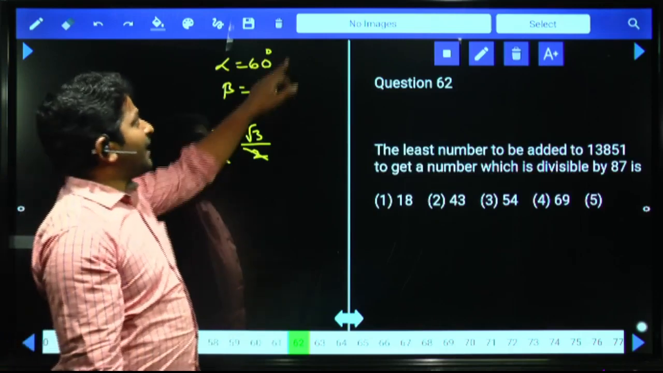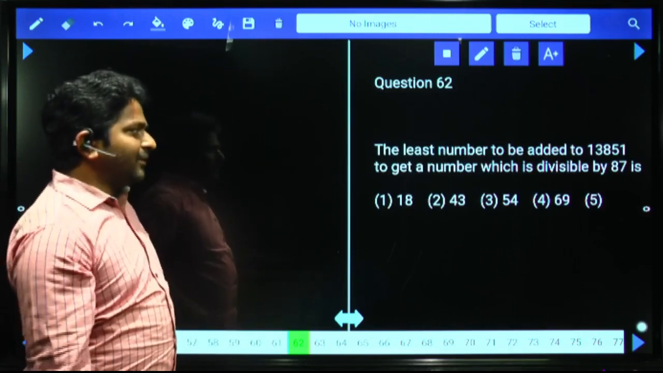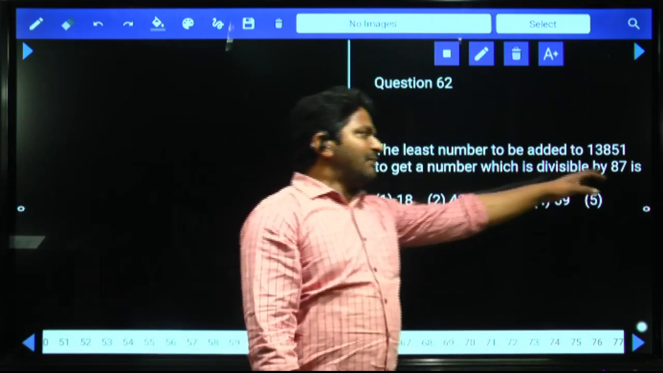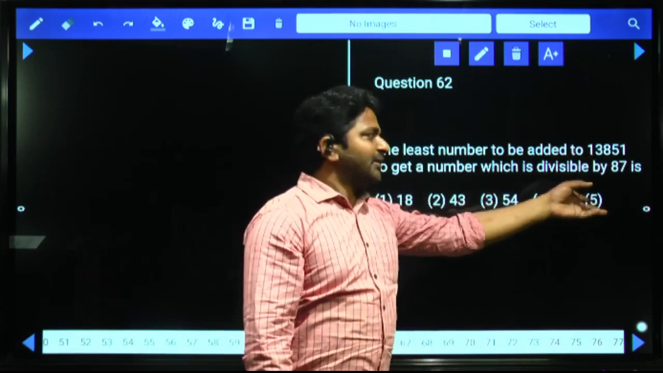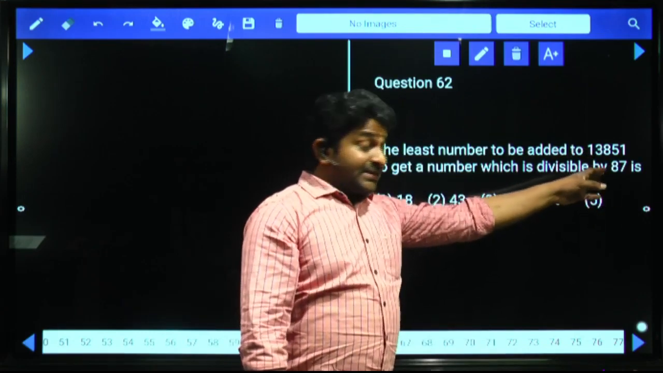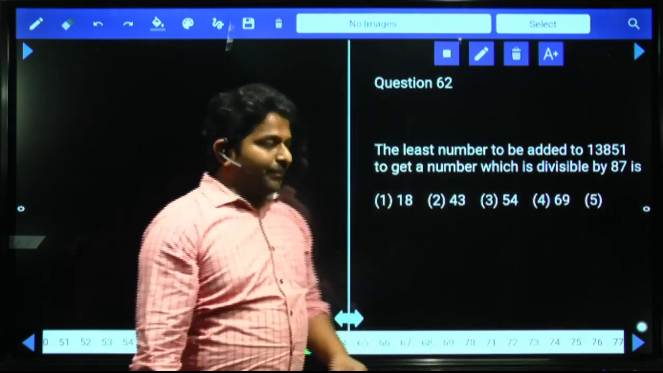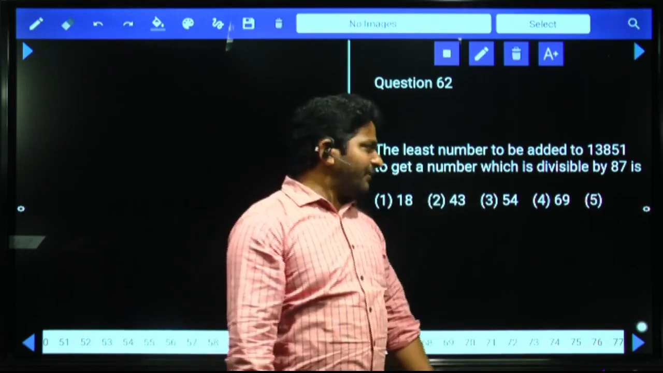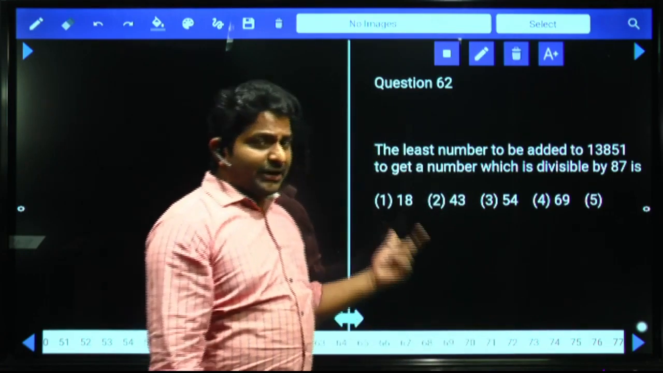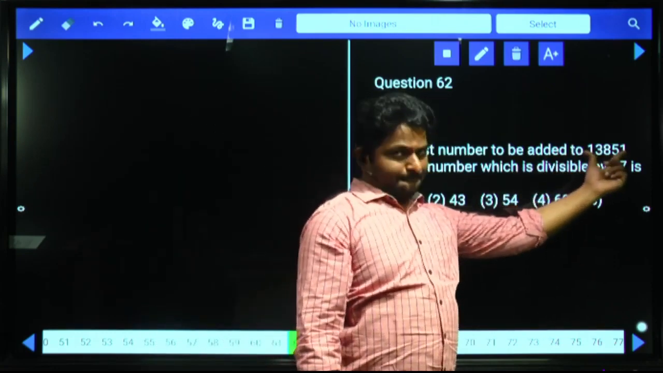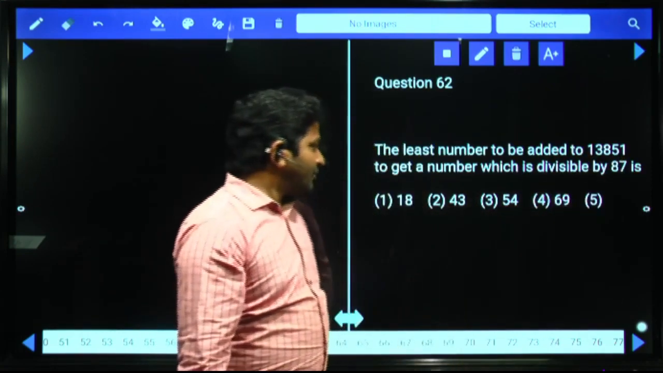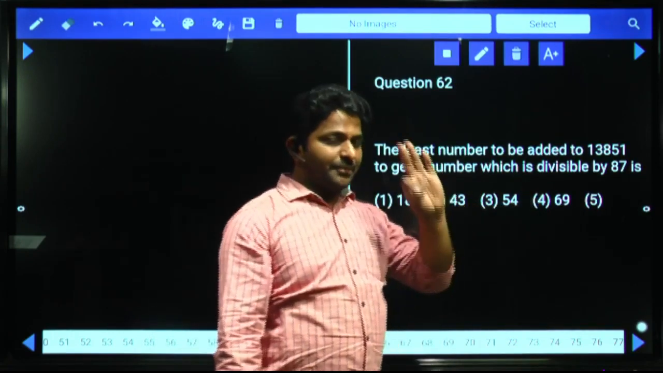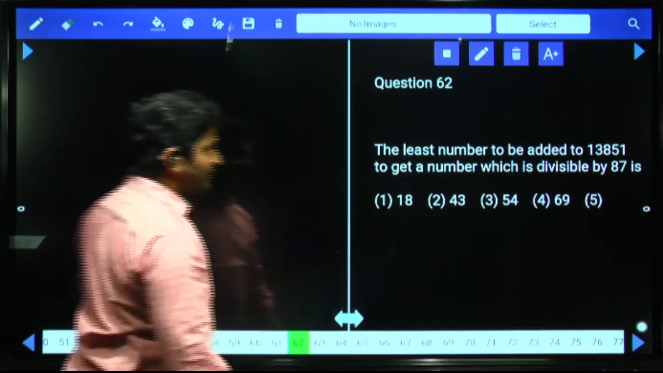Next, the least number to be added to 13,851 to get a number which is exactly divisible by 87. If you have any 11 multiple or 9 multiple, 7 multiple, something like that, we can verify that. But 87 can be written as 3 times 29. 3 multiplication we can verify, but using that also you will get multiple options because the given number is a 3 multiple. So whatever number you want to add, that also should be a 3 multiple. First option, third option, fourth option, 3 options are satisfying. So there is no other way, we have to solve it.